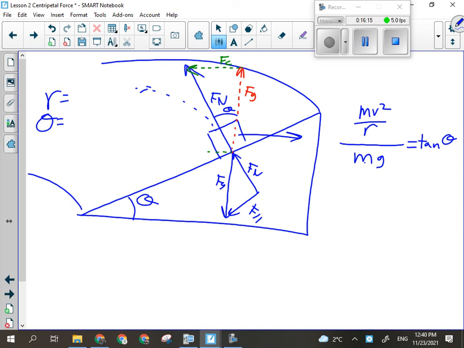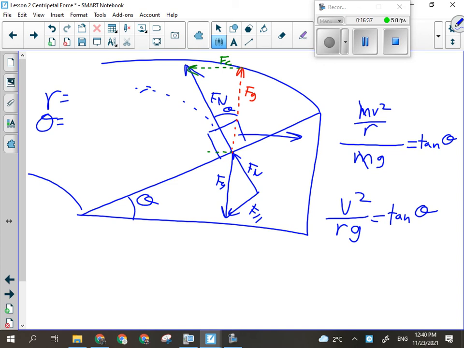Okay? A fully loaded truck and an unloaded truck. Okay? One person in the vehicle, 5 people in the vehicle, it makes a difference. Okay? So mass is going to cancel. Okay? And what I'm going to be left with is v squared divided by r times g gives me the angle of bank, or the tan of the angle of bank.